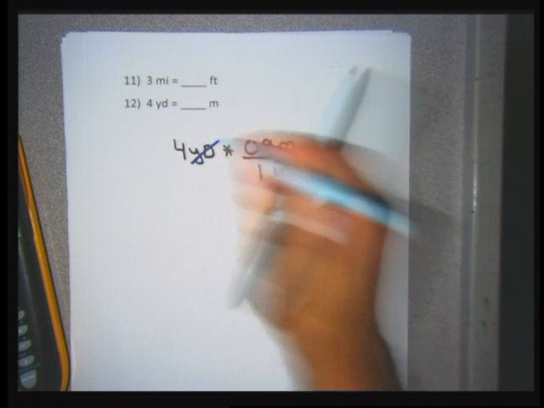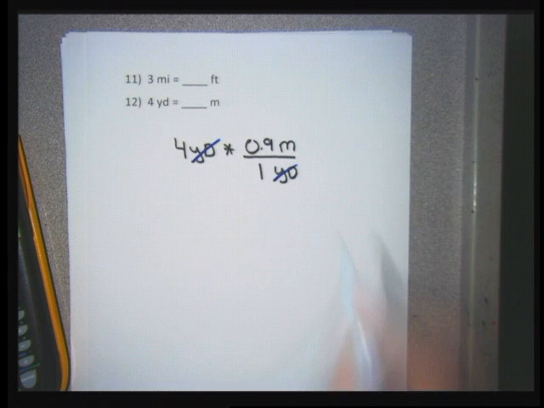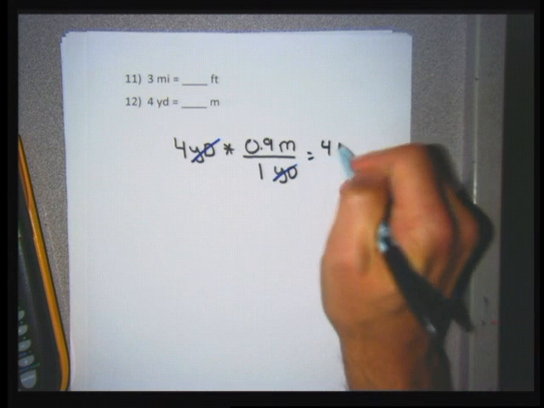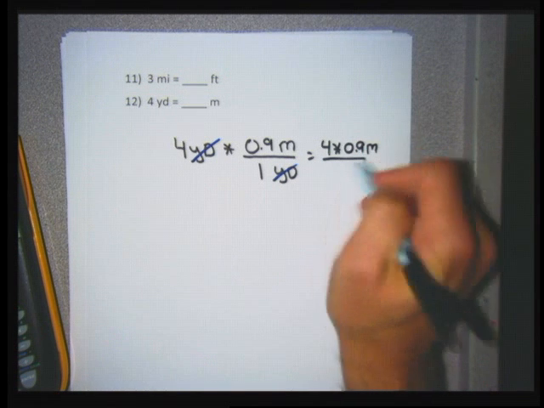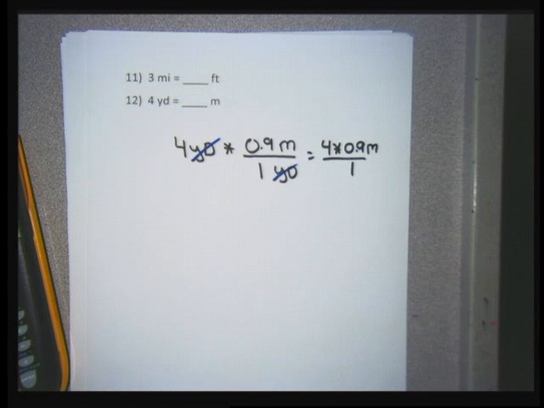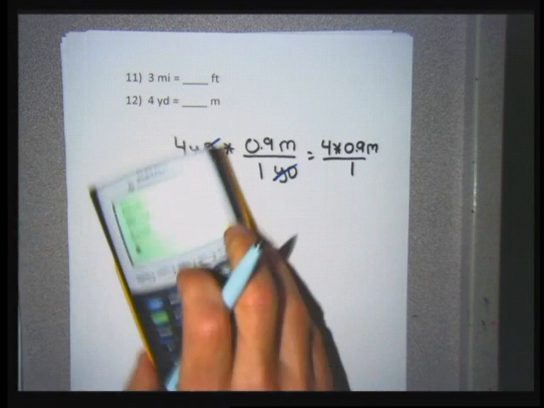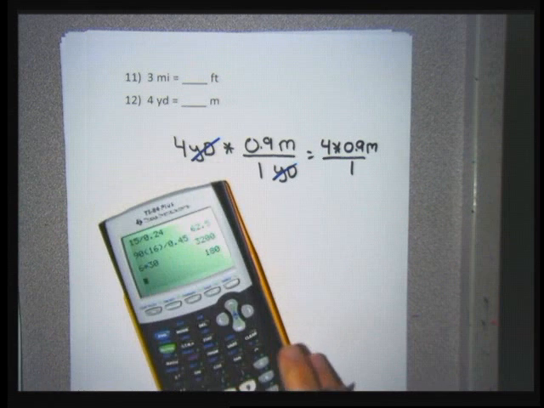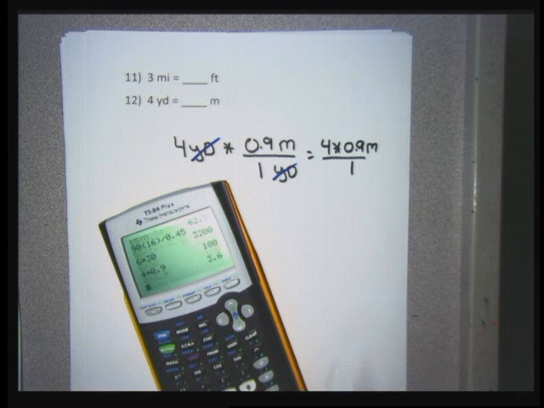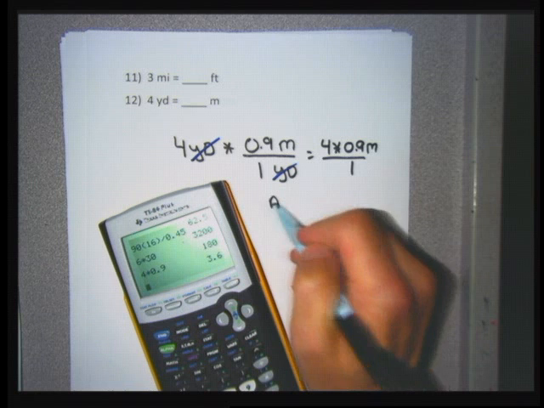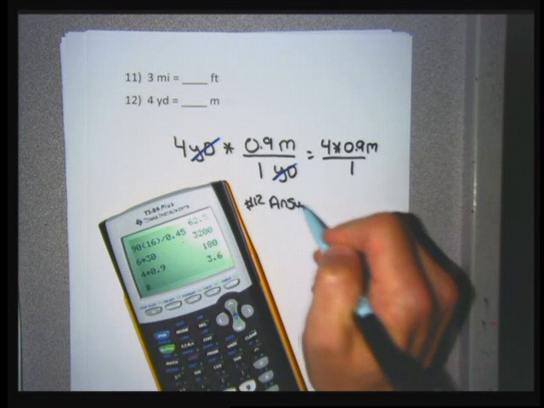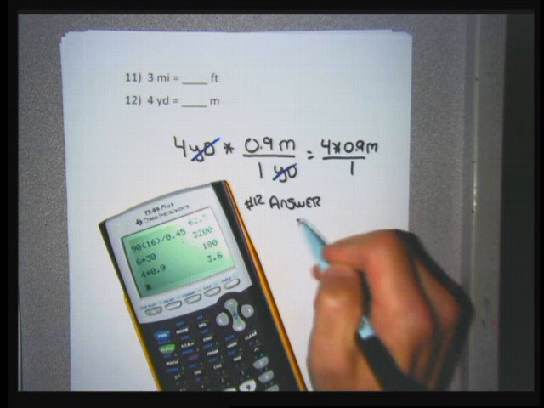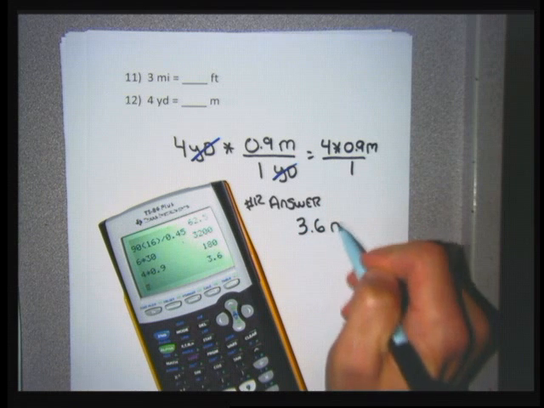My units are going to cancel, and what I have left is 4 times 0.9 meters over 1. When I use my calculator, I don't need the over 1 part, because that's divided by 1, you get yourself back anyway. So I just need to go 4 times 0.9. And then my answer to problem 12, have to have the units in. It's going to be 3.6 and then meters.